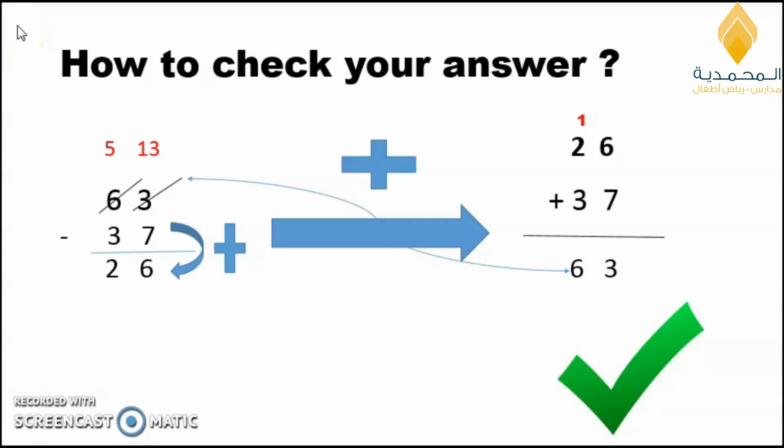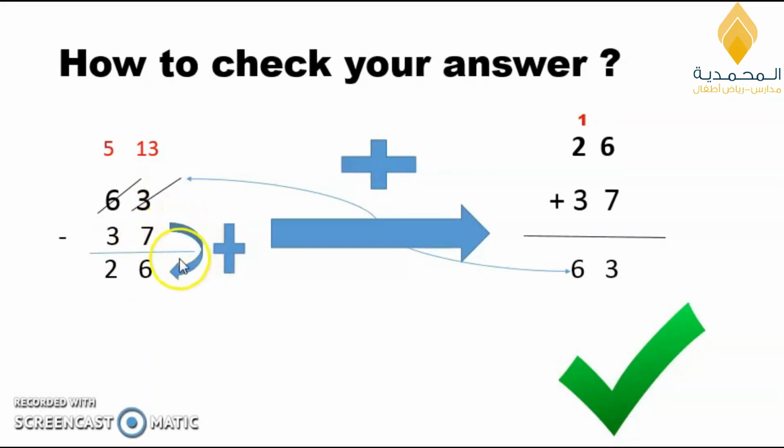Okay, after understanding how to subtract the numbers, now we're going to learn how to check your answer, how to check if our answer is correct or not. So this is the last example we did. The first step is to add the difference, or the answer, with this number. Put a line between these two numbers, the difference and this number, and add them together.